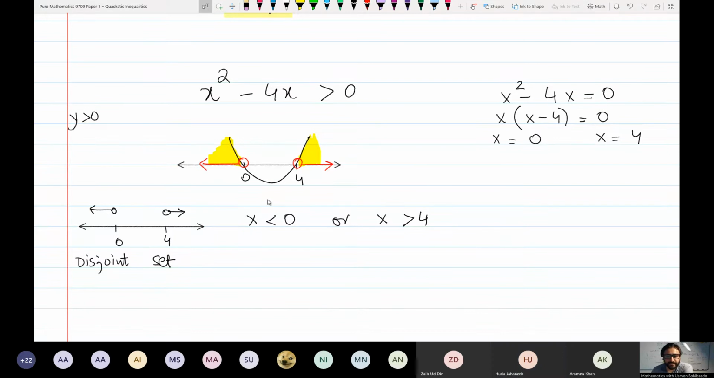So I was saying that this is a disjoint set of values of x. The values before 0 and after 4 are the answer. Why is it the answer? Because the values are greater than 0 over there. How are they greater than 0? Because these are the y values that are above the x-axis. They are positive. They are greater than 0. ऊपर होगा greater than 0. नीचे है less than 0.